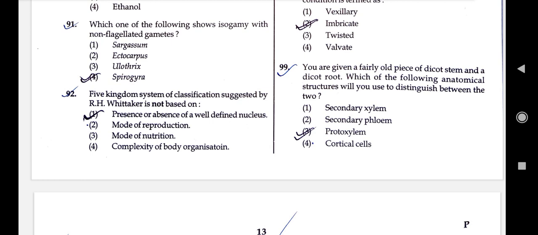Question number 92. The five kingdom system of classification suggested by R.H. Whittaker is not based on: option 1, presence or absence of a well-defined nucleus; option 2, mode of reproduction; option 3, mode of nutrition; option 4, complexity of body organization. So options 2, 3 and 4, these three are wrong options. Option 1 is the correct answer, presence or absence of a well-defined nucleus.